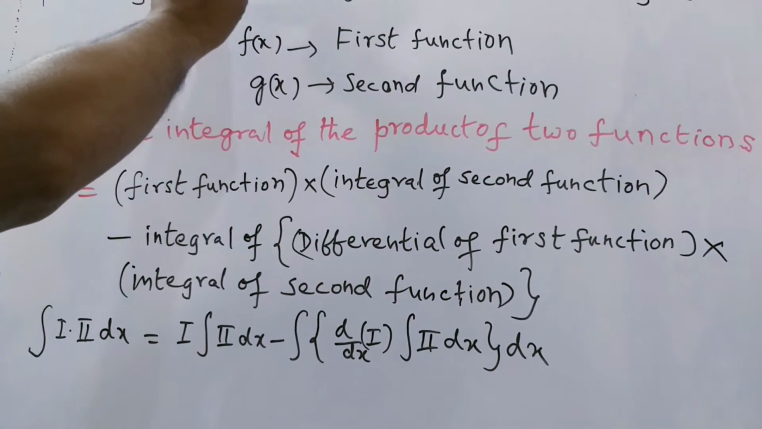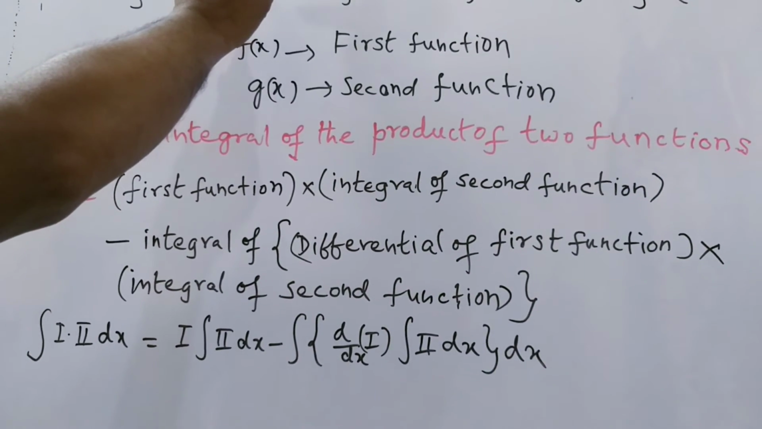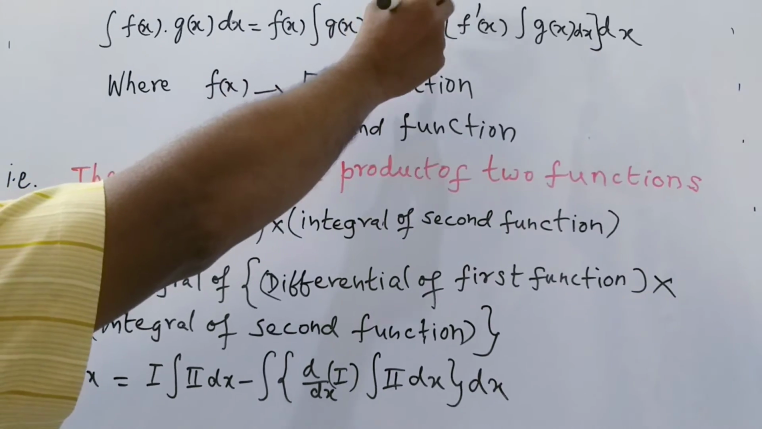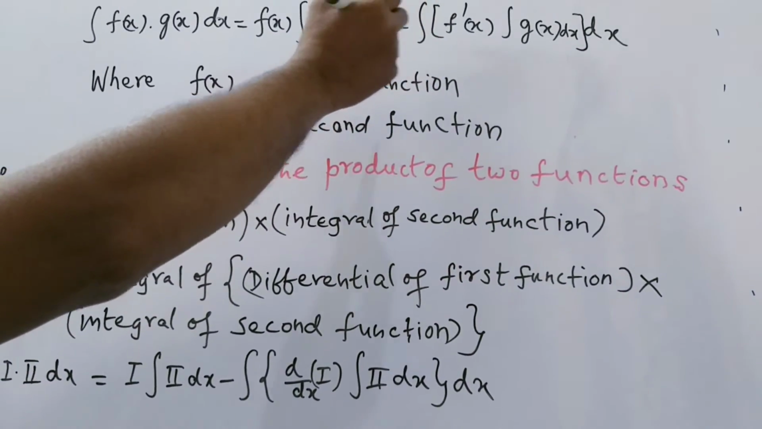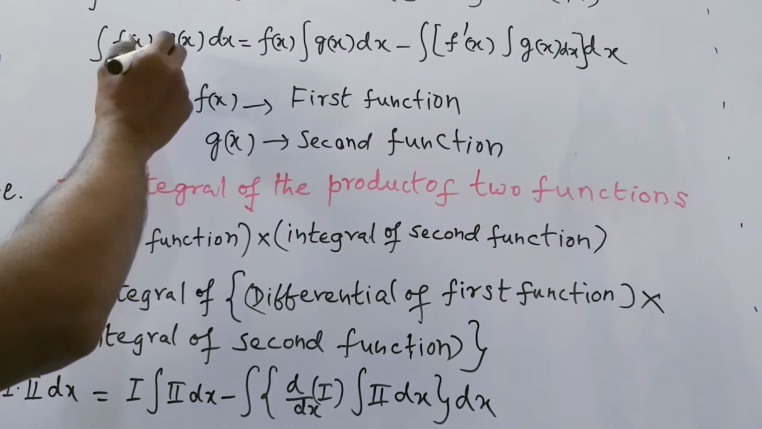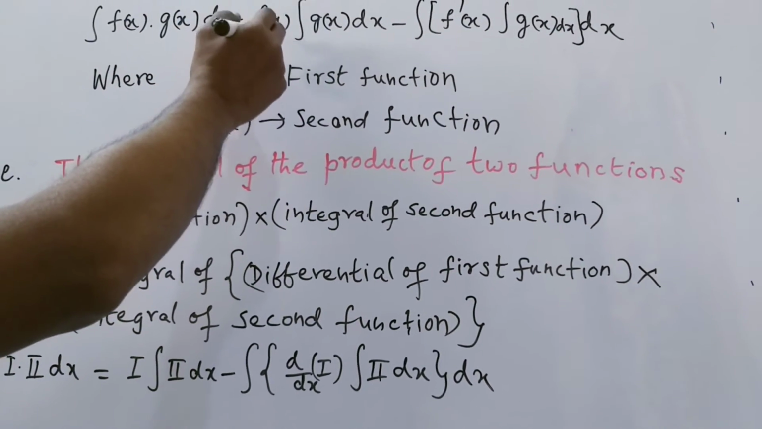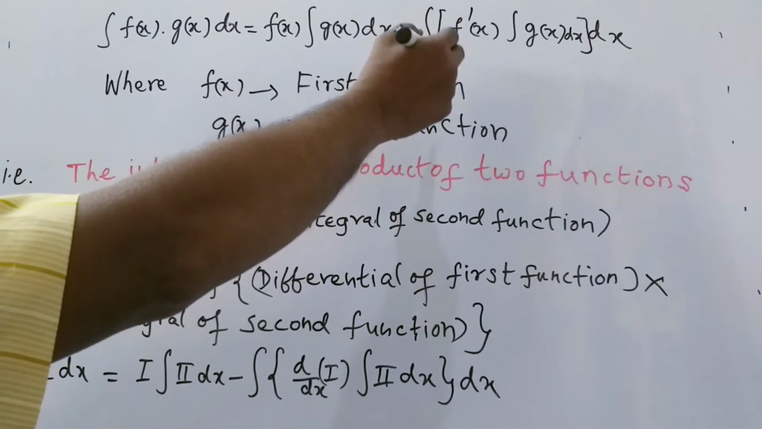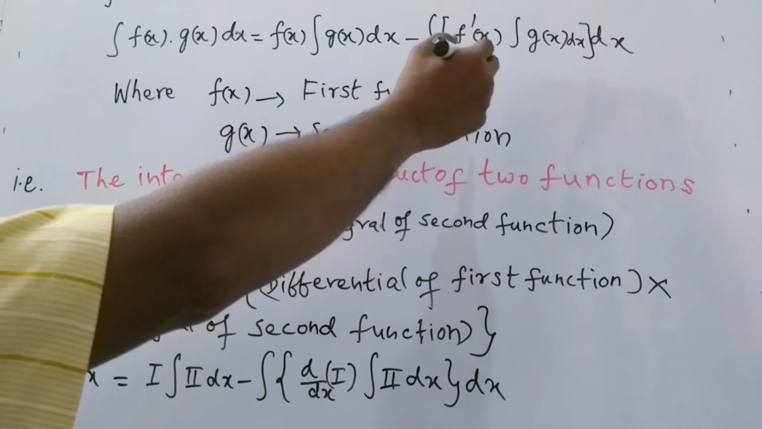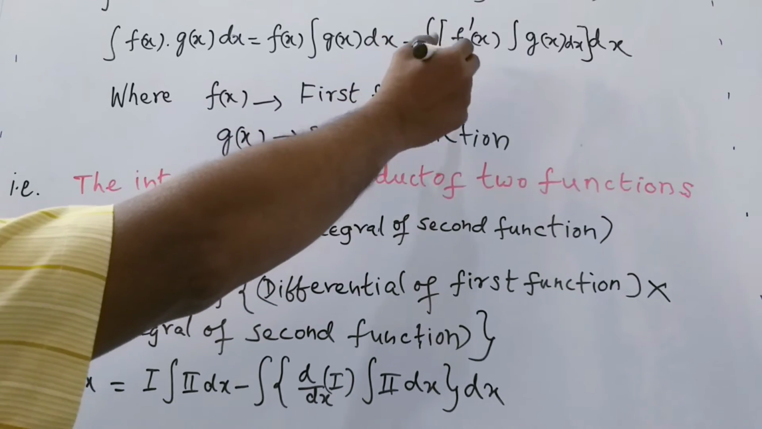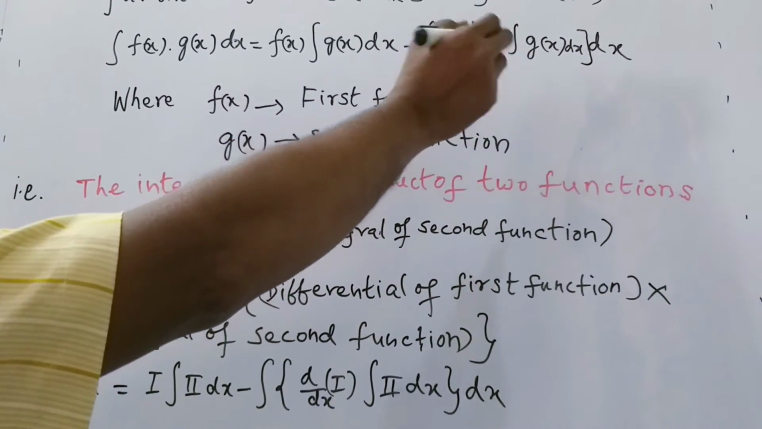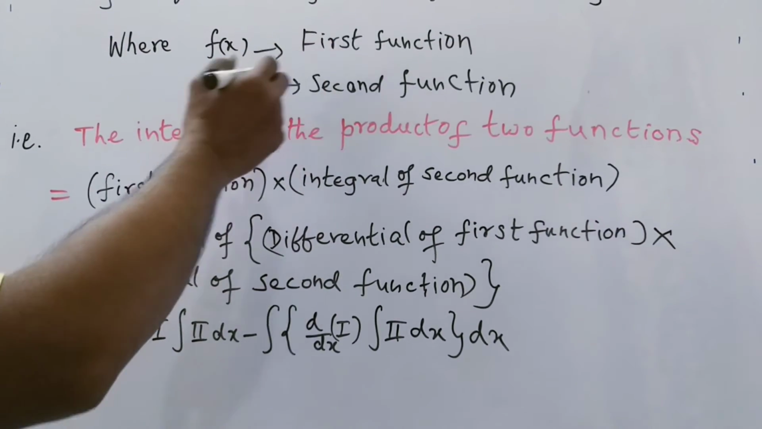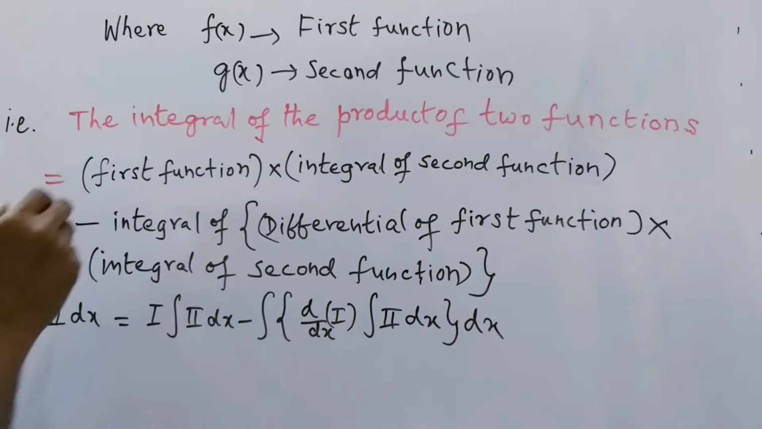Integral of uv dx is equal to u into integral of v dx minus integral of differential of first function into integral of second function dx, or integral of f of x into g of x dx is equal to f of x into integral of g of x dx minus integral of f dash of x into integral of g of x dx whole dx. That means here f of x is the first function, g of x is the second function.